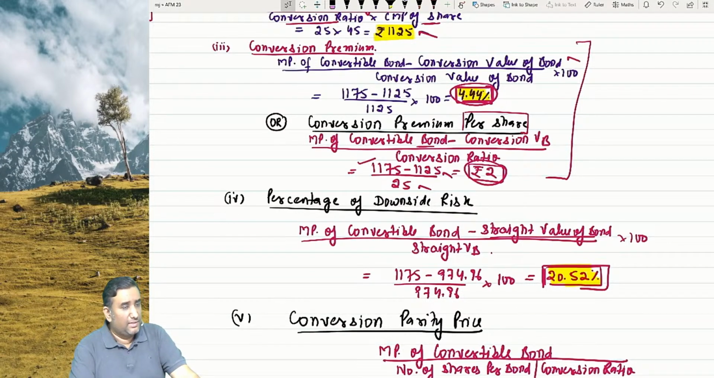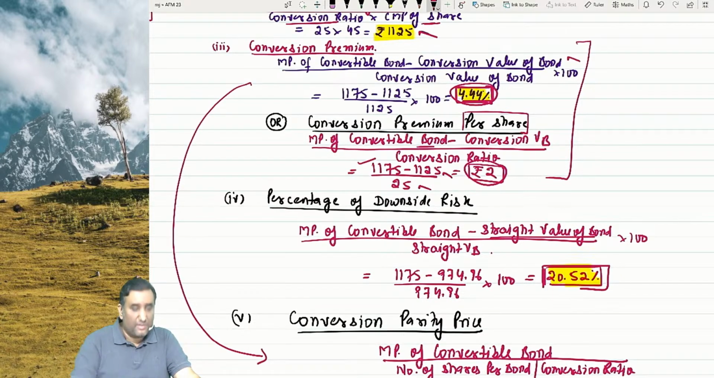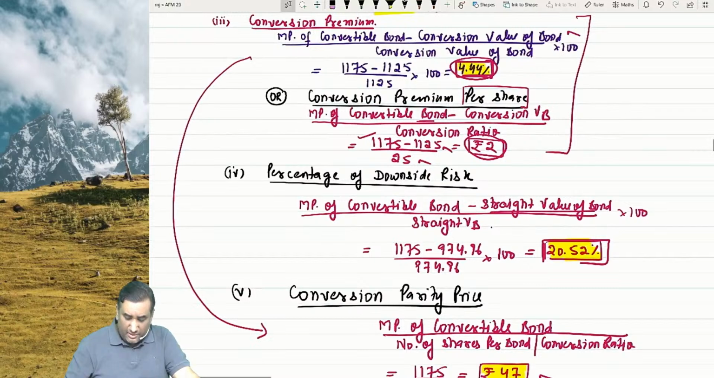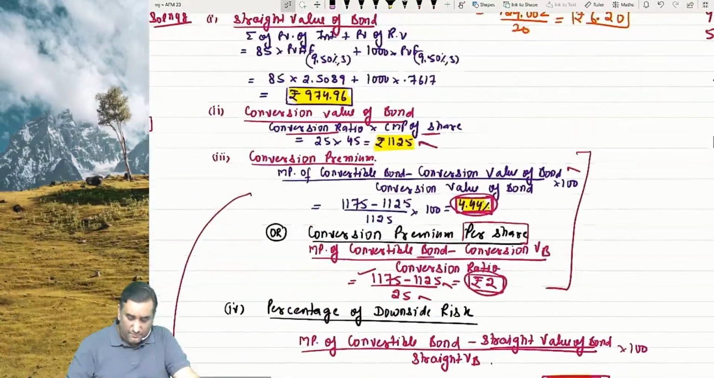Conversion premium would be important. Anyone who is buying a bond and converting into shares, what is the premium? And this conversion premium will have a link with the parity price, the equality price, which comes out. Now two more items can come in this, which I'll discuss with you in the question only. Let's do a smaller question based on this.